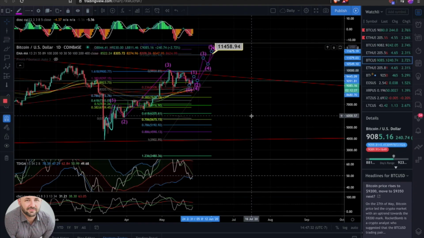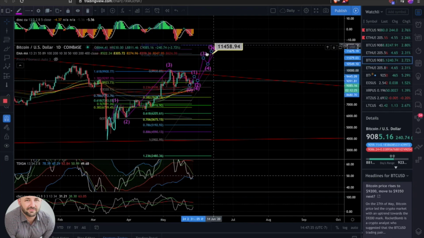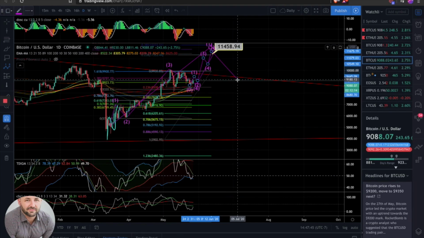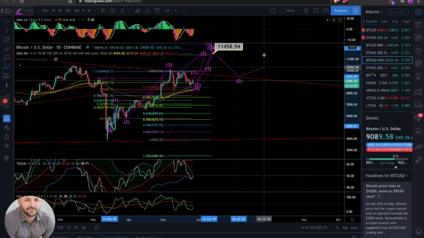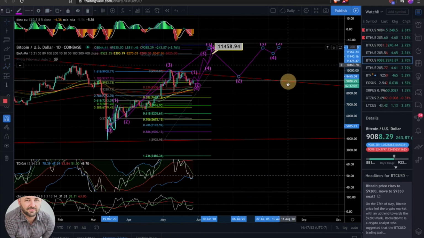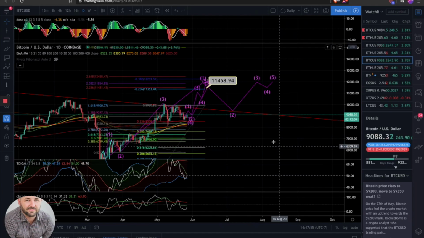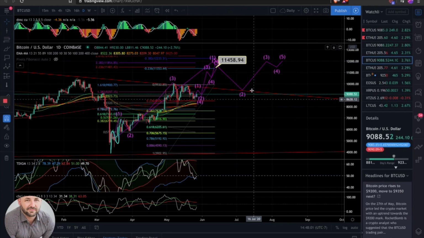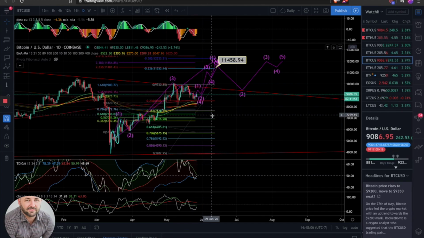But again, if we have this as a 5-wave move, then really this potentially could turn into a wave 1, come back down, find some support with these moving averages and the top of the trend line, and then take off again for another 3, 4, and 5. And that's again projecting further up there, probably roughly somewhere around the 20Ks, and that's going to be ultimately the bull.